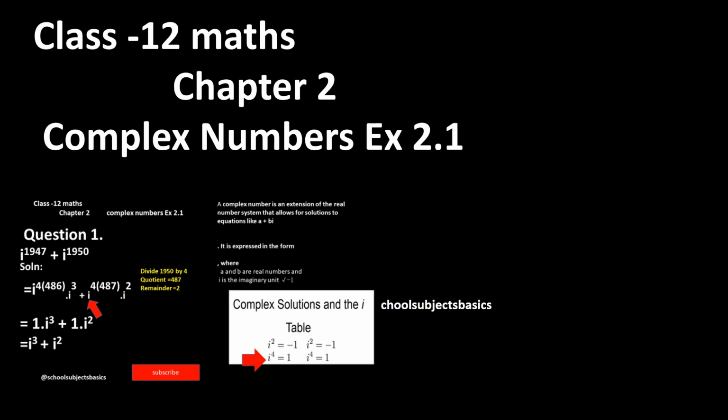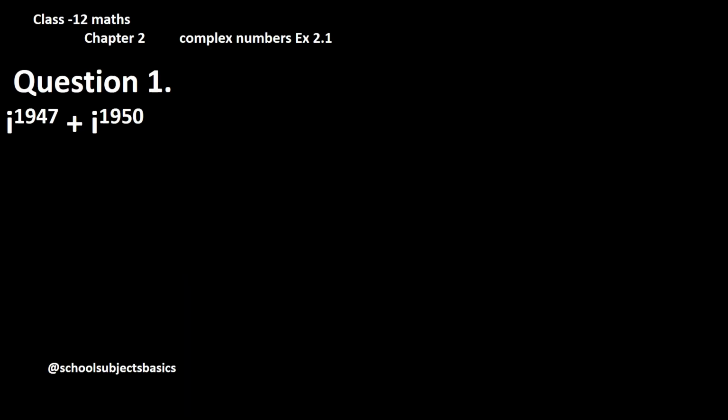Hello students, in this video we will solve a simple problem in complex numbers. So let's read the question: i^1947 + i^1950. So we have to add this.